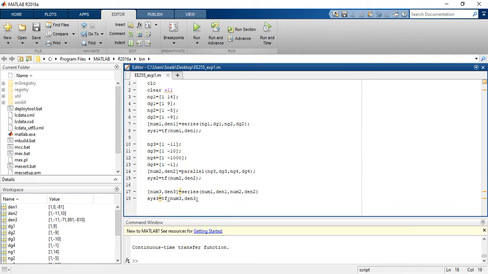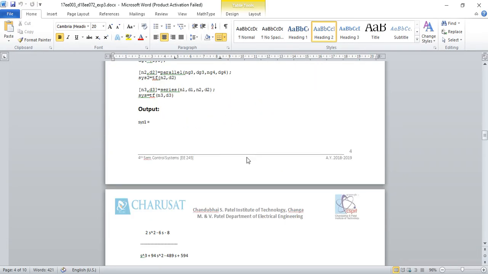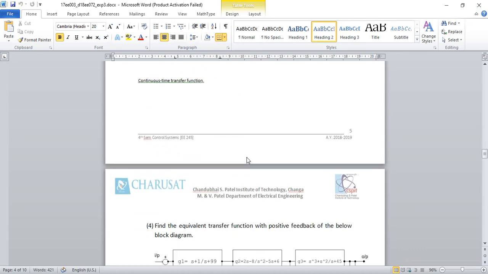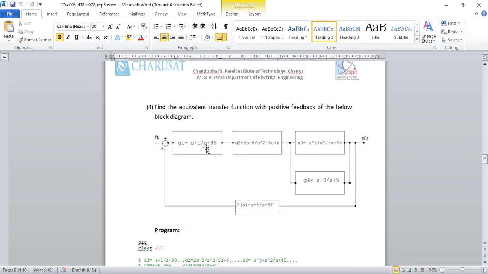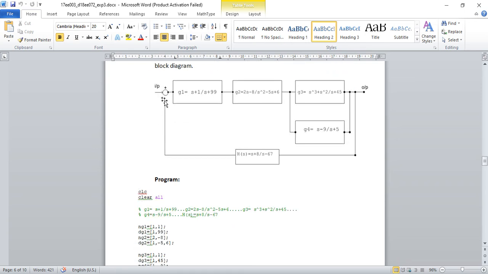Okay, so this is the third part, like this. Now the fourth part is what? G1 and G2 are connected in series, G3 and G4 are connected in parallel. They are connected with one feedback with positive sign. So here, the error detector or summing point will have a positive sign. Okay, the new block is added over here, that is HS.